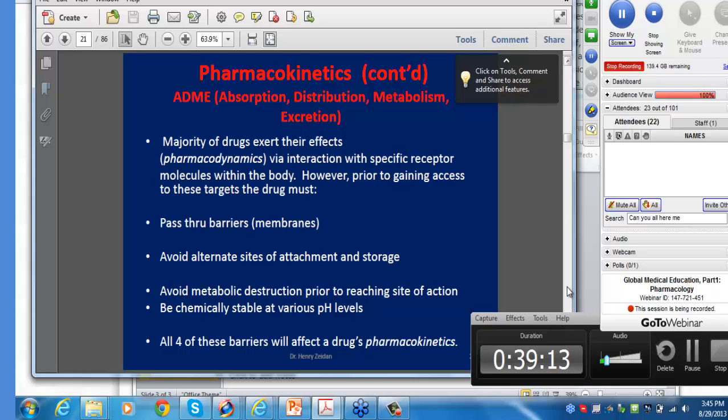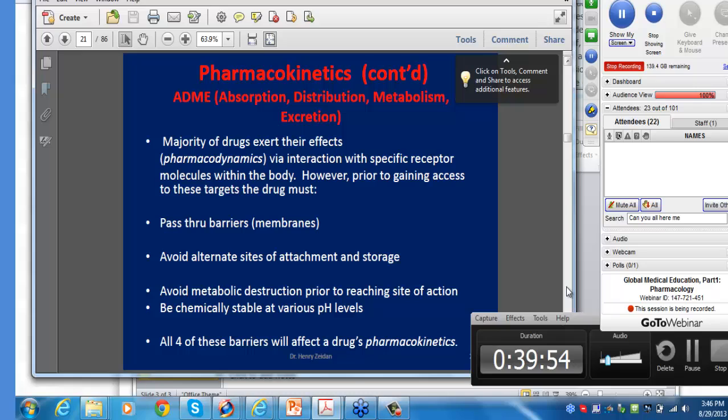When we talk about absorption, distribution, elimination, we talk about pharmacokinetics. When we talk about interaction with specific receptor molecules within the body, we're talking about pharmacodynamics. You have to keep in mind that drugs have to pass specific barriers, cell membranes. So you have to look at the requirement for a drug to pass this cell membrane structure.